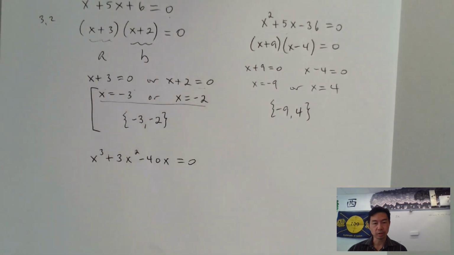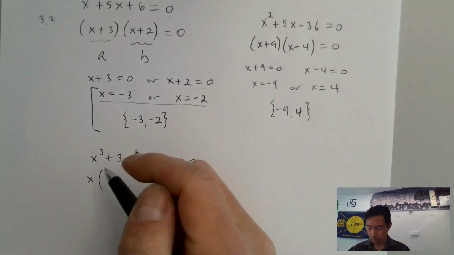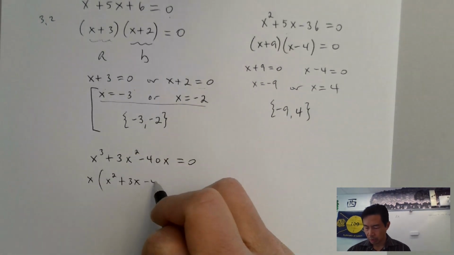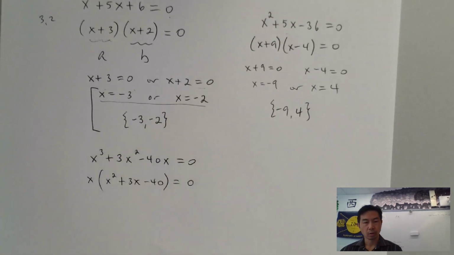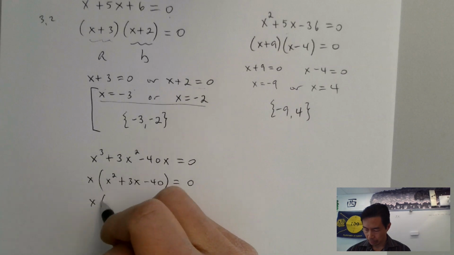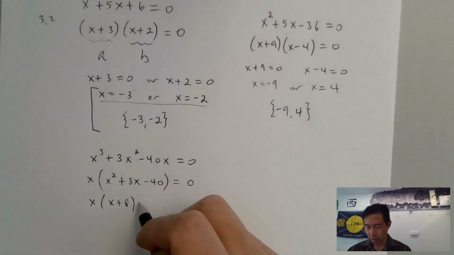In this case, we will have more than two factors. Remember, in our factoring checklist, the first thing you should do is take out the GCF. GCF here is x. Left over, x squared plus 3x minus 40. Okay, this is a trinomial that can be factored. If we play the game, the winners are 8 and negative 5. So the factors are x plus 8 and x minus 5.